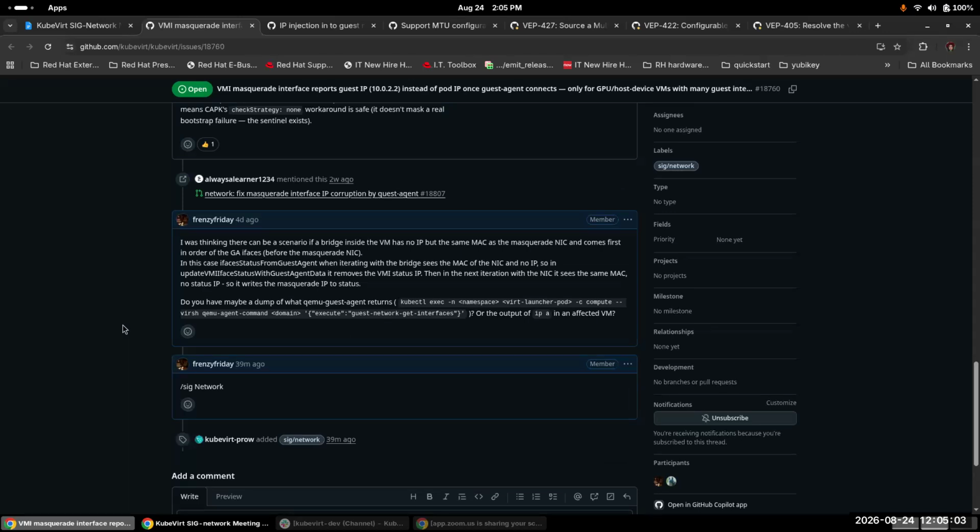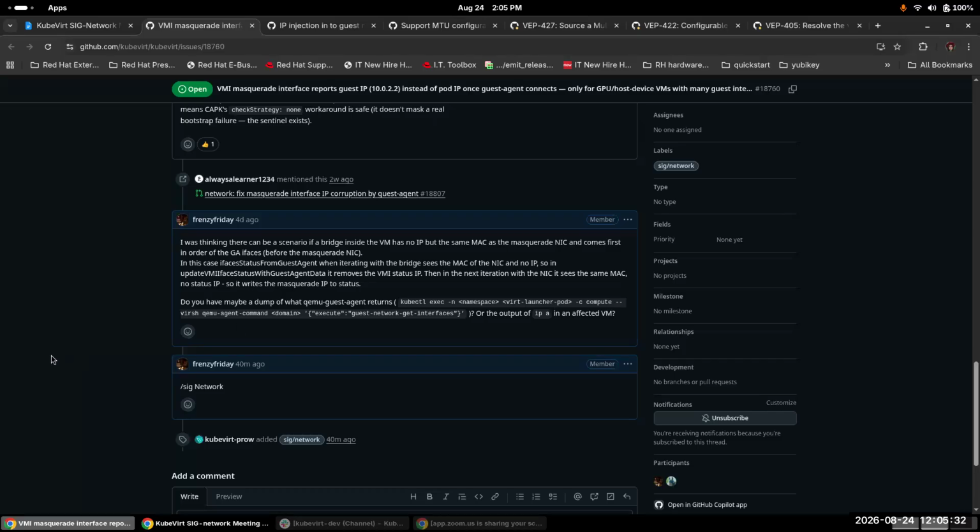So can this be a scenario? Like, if there's a bridge within the VMI, can it by chance have the same MAC address as the main pod interface of the VM? Is this even a possible scenario? Because that's the only thing I can think about.